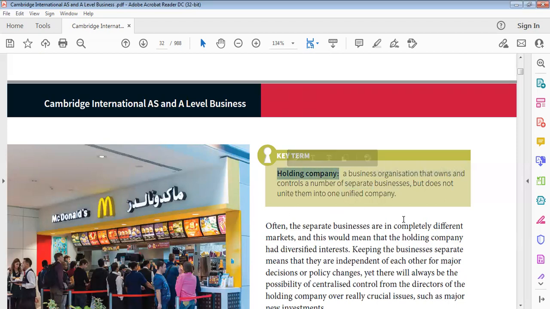Is it clear? Yes, sir. Okay, so it's like an umbrella thing. Everything under the umbrella is owned by the person who's holding the umbrella. That is the holding company.